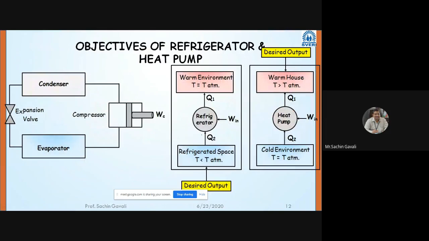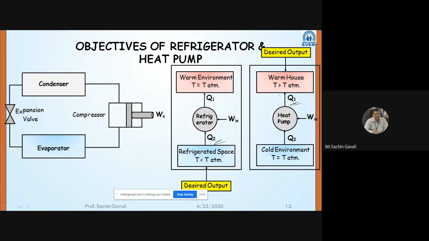Another cycle is the heat pump, working on the same lines. For a refrigerator, our objective is to maintain the space below atmospheric temperature, so how much heat is taken away from the refrigerated space is our objective. For a heat pump, our objective is how much heat we supply to the house. In our diagram notation, the heat pump objective is Q1, and the refrigerator objective is Q2: how much heat we take from the refrigerated space, and how much heat we supply to the house.